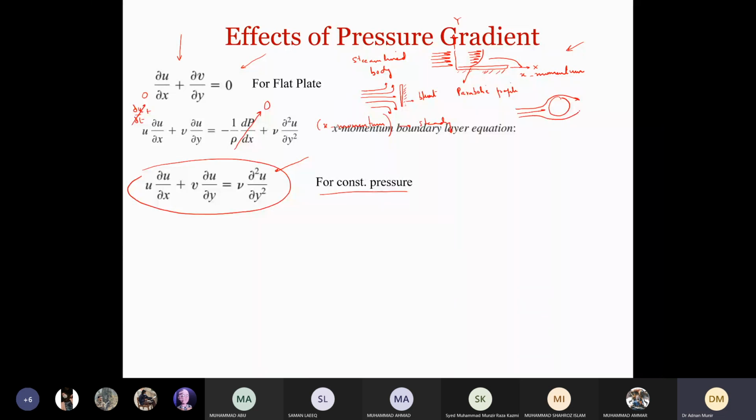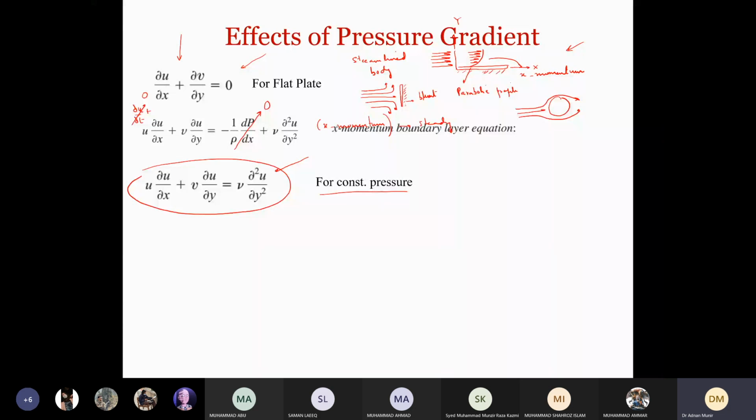So we discussed these three different cases: a flat plate lying parallel to the incoming flow, a flat plate perpendicular to the incoming flow, and the third case, a circular cylinder. So far, we have considered a case where the pressure was constant.